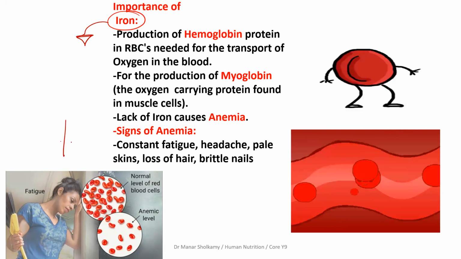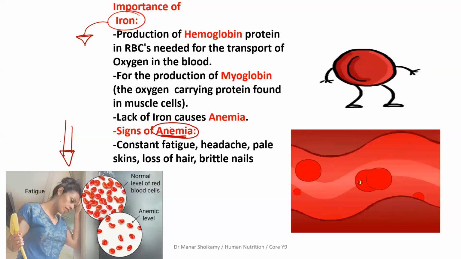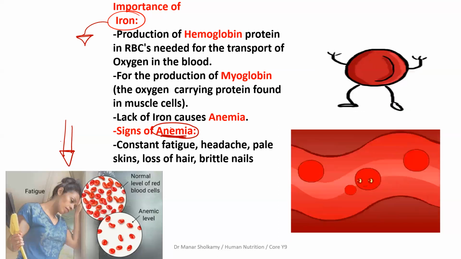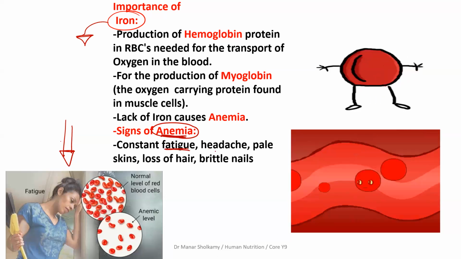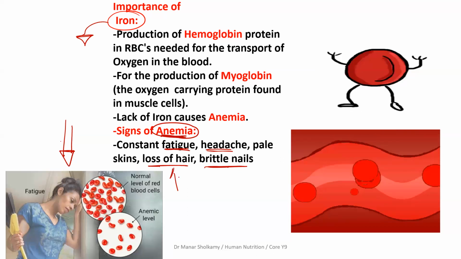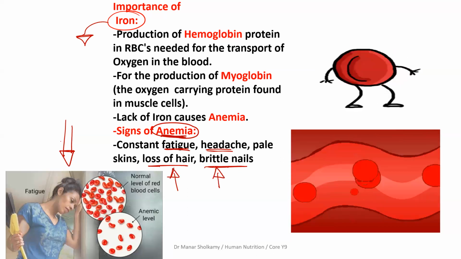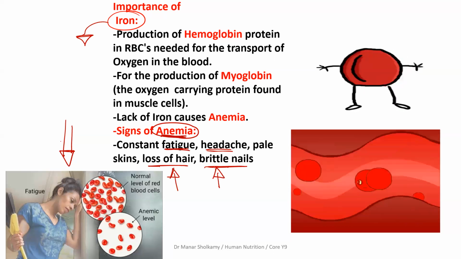Now, what if you don't have enough iron? What will you suffer from? Anemia. By the way, a lot of us have anemia, but we don't know because we don't eat healthy food. And what are the signs and symptoms? You're always tired, fatigue, you always have headache, you have pale skin, your hair will fall, you have very weak nails. So when girls complain that their hair is falling or they have very weak nails, usually the doctor will give them multivitamins, and this includes iron.